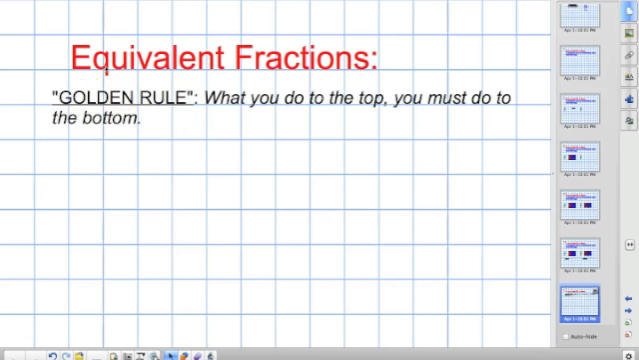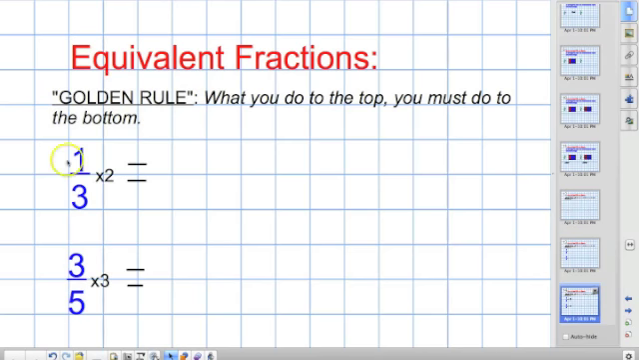The golden rule for equivalent fractions, and I want you to write this in your notes, is what you do to the top, you must do to the bottom. 1 over 3 and 3 over 5. If we multiply 1 over 3 by 2, we need to multiply first the 1 and then the 3. 1 times 2 equals 2. 3 times 2 equals 6. Both these fractions are the same, as we showed earlier in the slide.